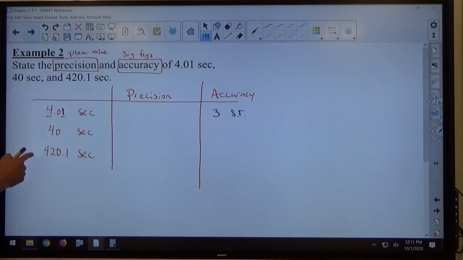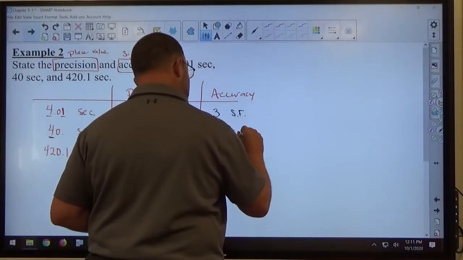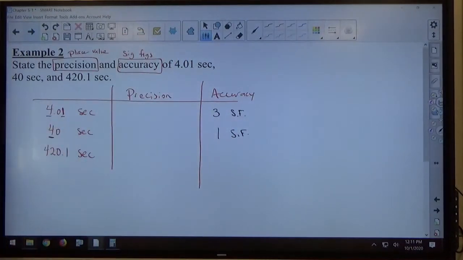40 seconds, the next one down. 4 is significant. Okay? 0 is before the decimal point. There's nothing after the decimal point that is significant, so it's not between two significant digits. It's not after the decimal point all the way at the right side, and it doesn't have a bar over top of it. So 0 is not significant, so 40 seconds has exactly 1 significant figure. Finally, we have 420.1. 4, 2, and 1 are all significant because they're not 0. 0 is between two significant digits, so it's significant. So this has a total of 4 significant figures.